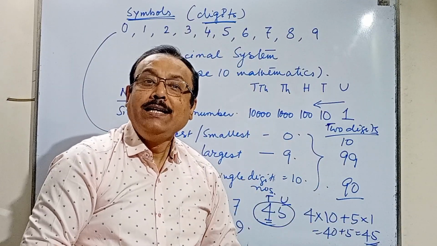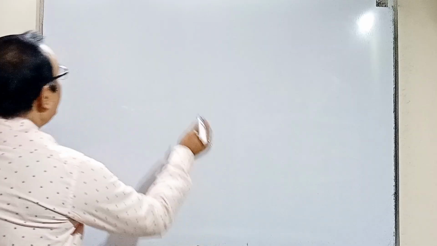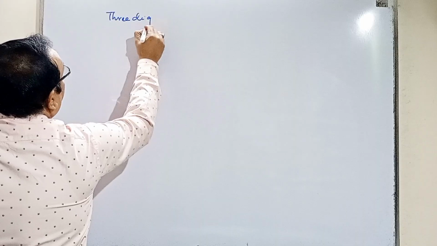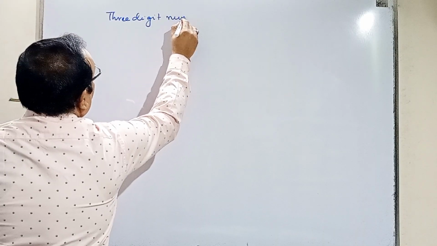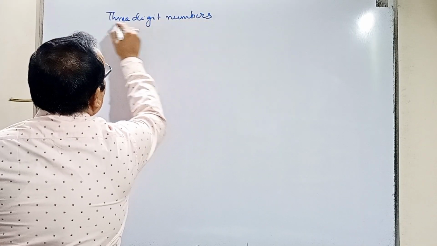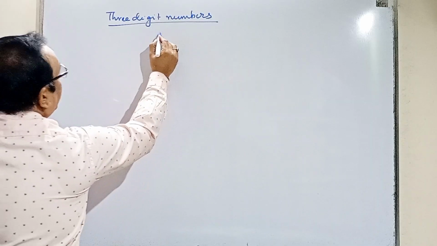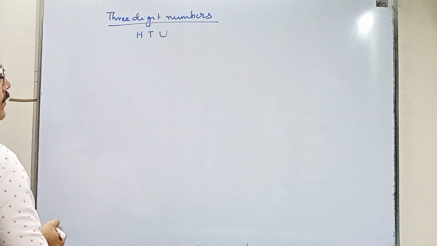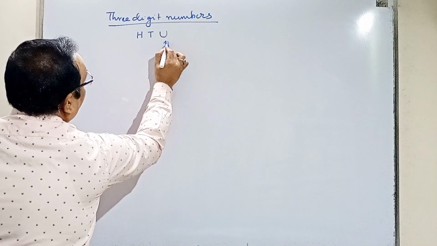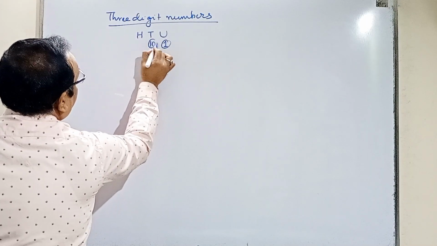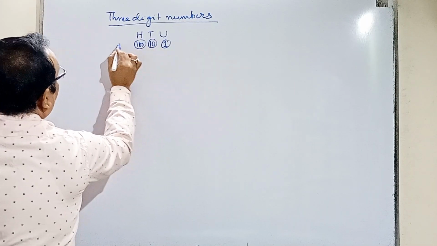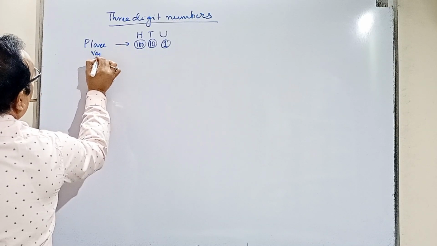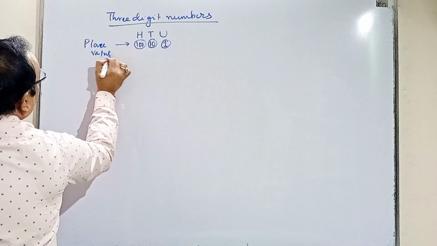Now we'll move on to the 3-digit numbers. 3-digit numbers mean they will have a unit place, tens place and hundreds place. Unit place value is 1, tens is 10, this is 100. These are the place values.